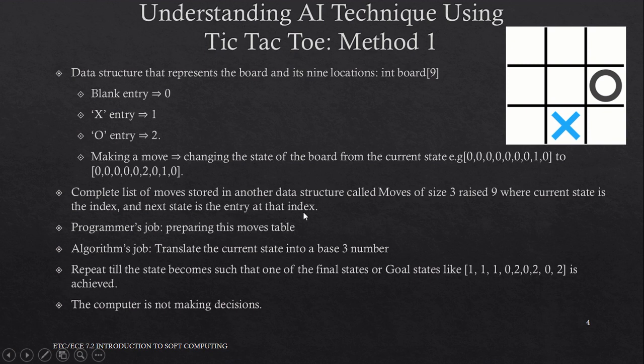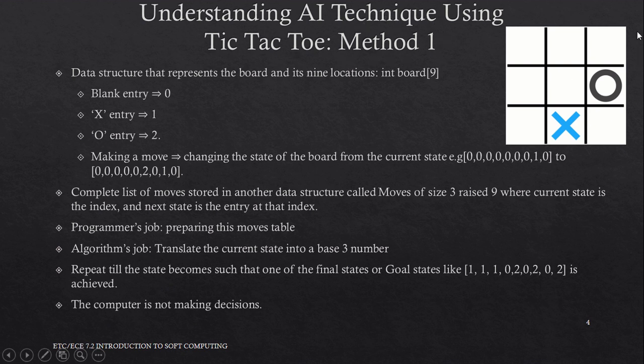Now, the programmer has to have some patience in preparing this moves table very, very thoughtfully. The algorithm is only going to translate the current state into a base 3 number, search the moves table for this index, retrieve the next move, and make that the current state. That will get repeated till the state becomes one of the final states or goal states, like 111, 020, 202, is achieved.